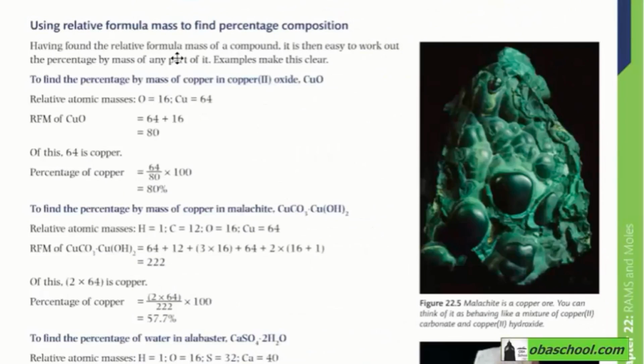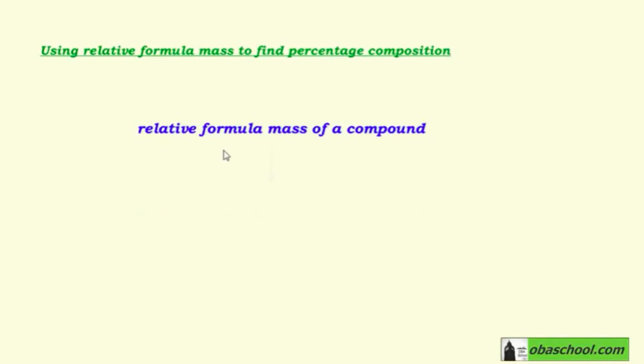Using relative formula mass to find percentage composition. After learning how to calculate the relative formula mass, we'll use it to calculate the percentage composition on page 179. As long as we know the relative formula mass of a compound, we can easily obtain the percentage by mass of any part of it.